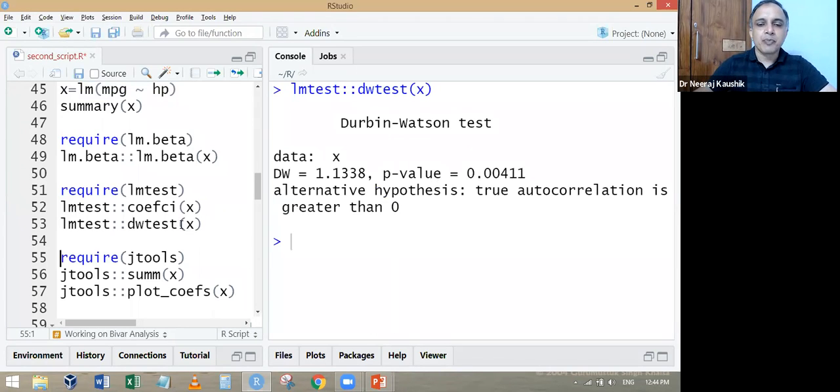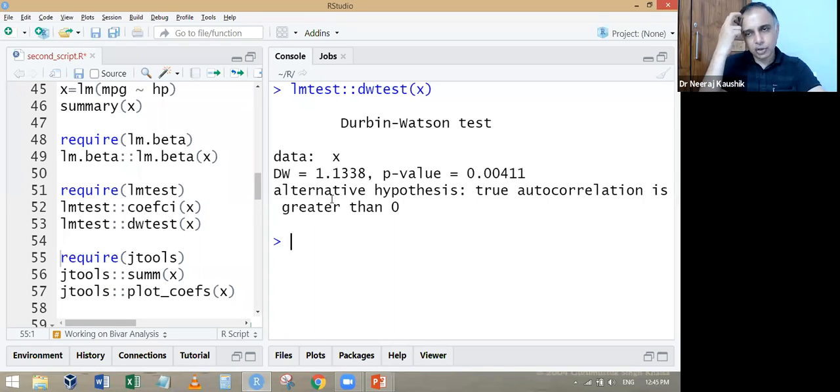It will say if your DW value is between 1 and 3, then go ahead with the cross-sectional data. If it is less than 1 or more than 3, please go for the time series data. There is some autocorrelation in your data. It is checking for the autocorrelation. So DW value in general is between 1 and 3. If the value is less than 1 or more than 3, most likely there is a time element.